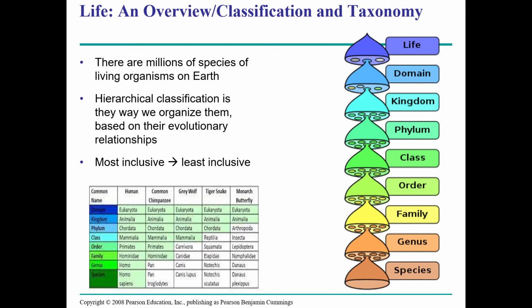Now here's where we see some differences. So humans, chimps, gray wolves, and tiger snakes are all in the same phylum, Chordata. They have a central nervous cord. Except monarch butterflies, there we go. There's where they diverge. They are Arthropoda. We move a little bit further down, and those phyla are divided into classes. And we see that humans, chimps, and gray wolves are in the class Mammalia because they all have common traits.